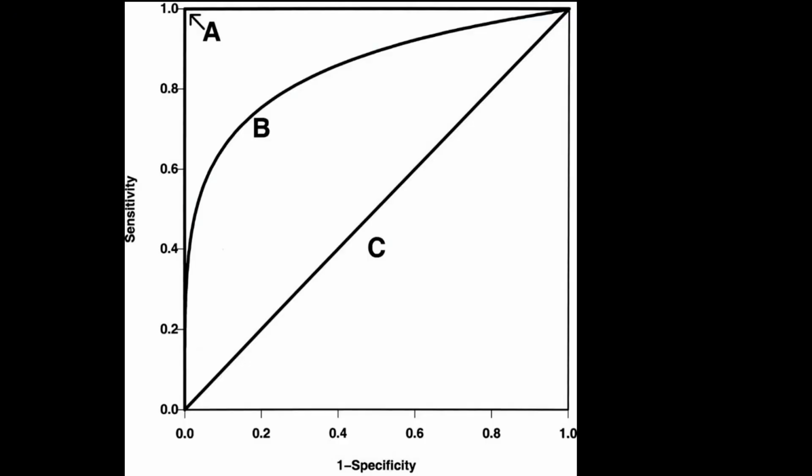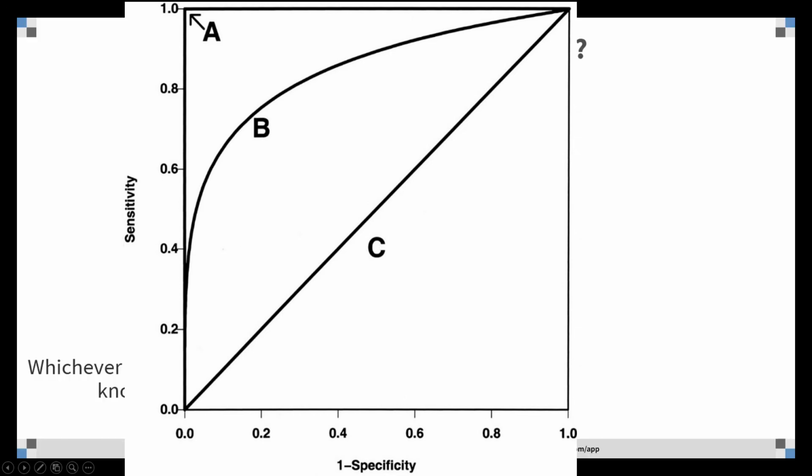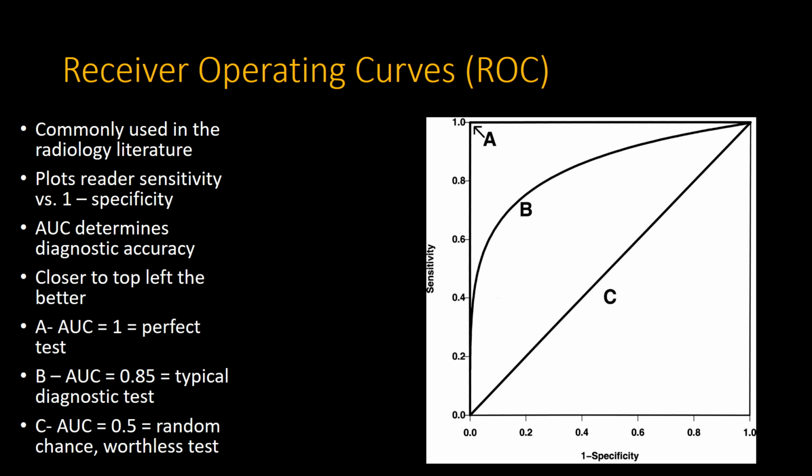Obviously, A. If you look at a receiver operator curve, you want to be towards the top left corner as much as possible. A 1 on this scale, or being at the top left corner, is basically a perfect test. C is kind of a worthless test. It's sensitivity versus 1 minus the specificity. That's what a ROC curve is, a receiver operating curve.